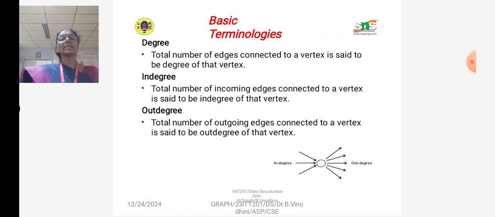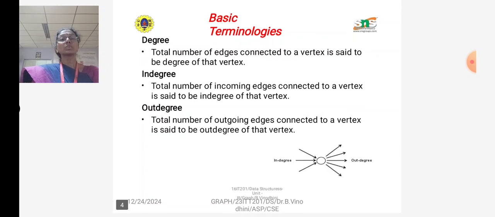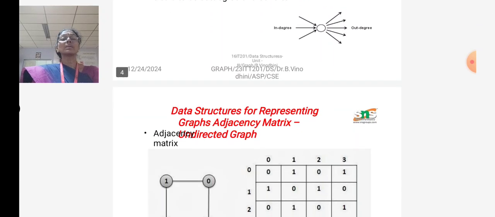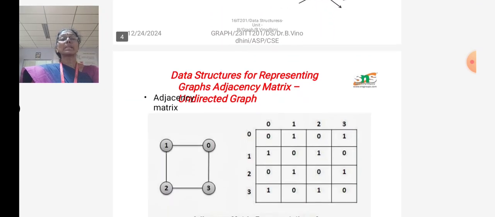In the graph we have a degree. Degree is the number of edges connected to a vertex. These basic terminologies we have already seen in the previous video. The representation of the graph is either an adjacency matrix representation or a linked list representation.